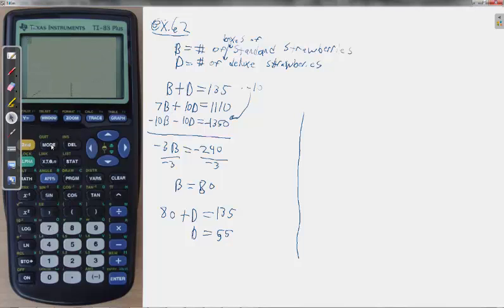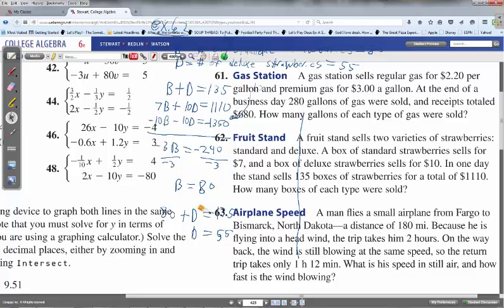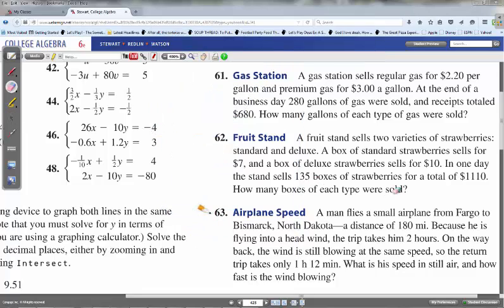7 times 80 plus 10 times 55. 1110. Okay. Works out. This is the solution. So we have to have 80 boxes of standard strawberries and 55 boxes of deluxe strawberries to come out with this particular case of selling 135 boxes for a total of $1110.